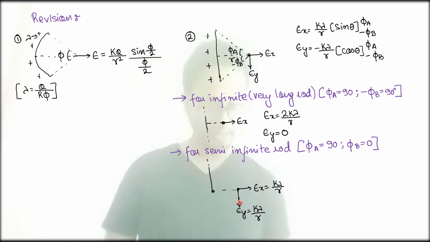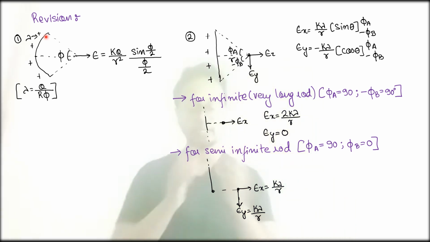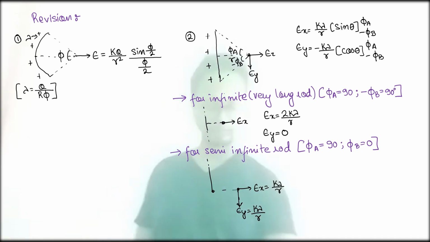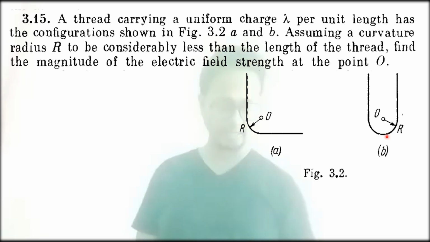Ex would be in the leftward direction, Ey would be upward, Ex would be towards the left. Understood? So all of my formulas are derived assuming the ring, the circular arc, or the rod are positively charged. Understood? Now in this question, there are two diagrams, diagram A and diagram B.